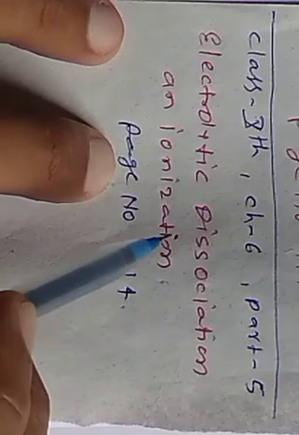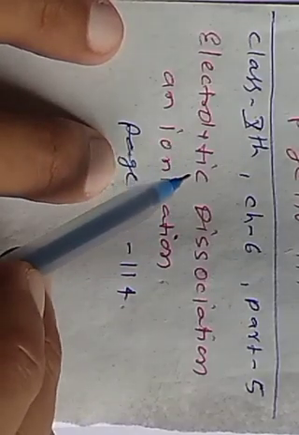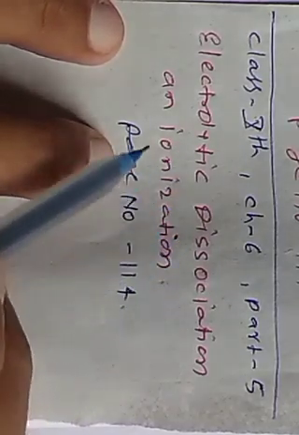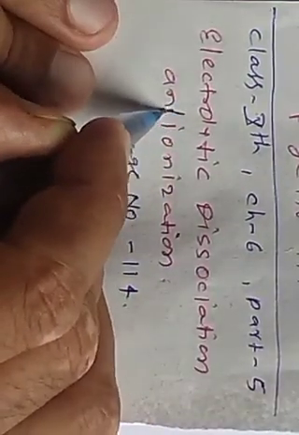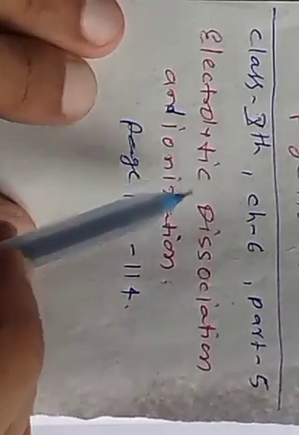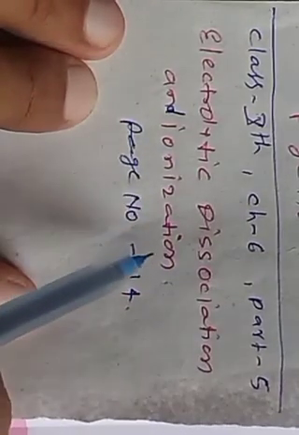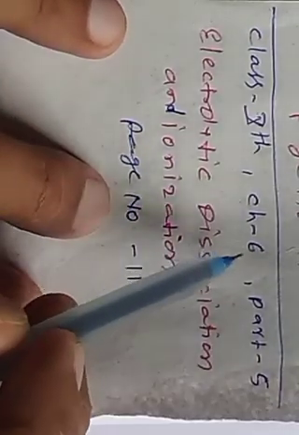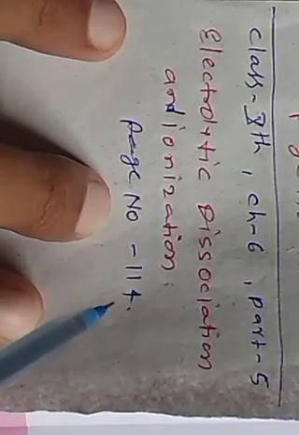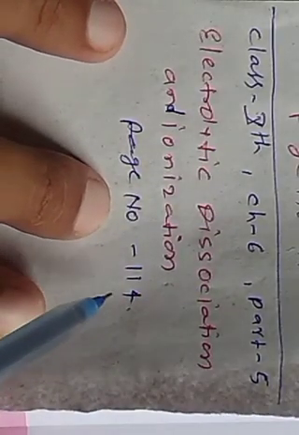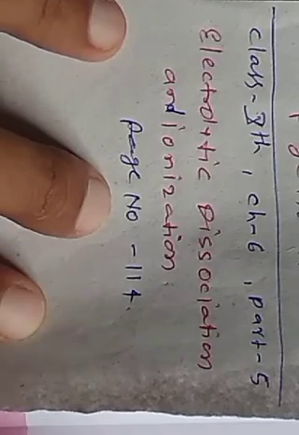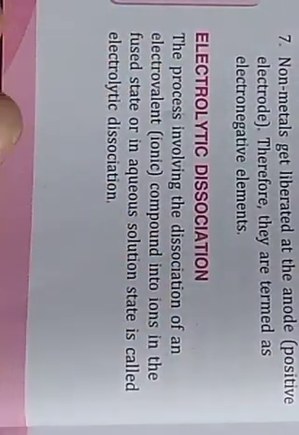Hello dear students, let's start a new topic, electrolytic dissociation and ionization. Here there are two terms, electrolytic dissociation and ionization. This topic is from chapter 6 of class 10th in the subject chemistry. Let's come to page number 114 of your book.